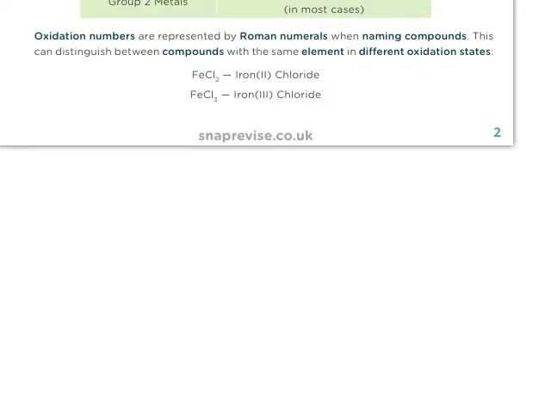We often see oxidation numbers represented in Roman numerals when compounds are written down. And that helps us distinguish between compounds of the same element with different oxidation states. Iron is the prime example that we use quite a lot. So here we've got FeCl2, and that is iron(II) chloride. So the iron has an oxidation number of 2, so 2+, and here it has an oxidation state of 3+ because it's iron(III). So the Roman numerals actually help us in determining the oxidation number.